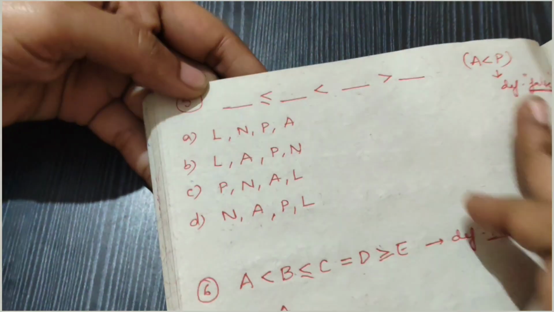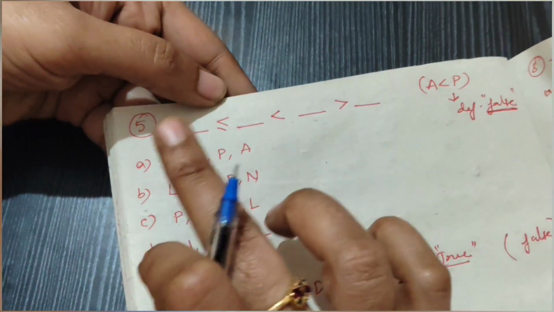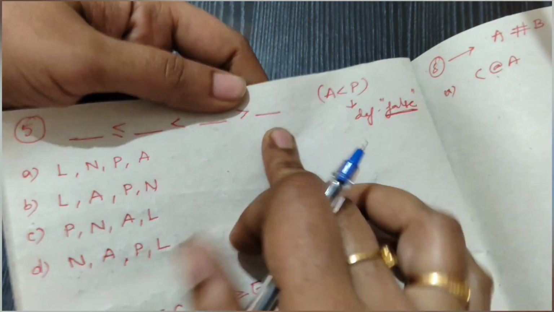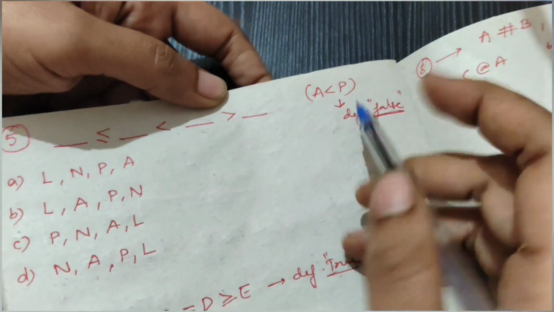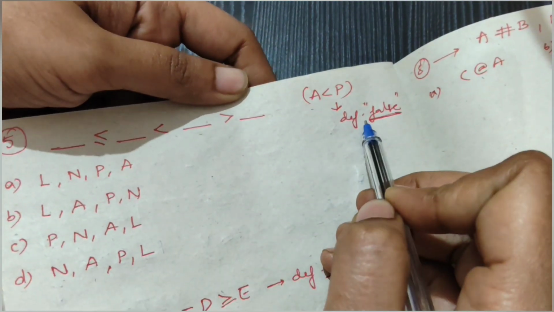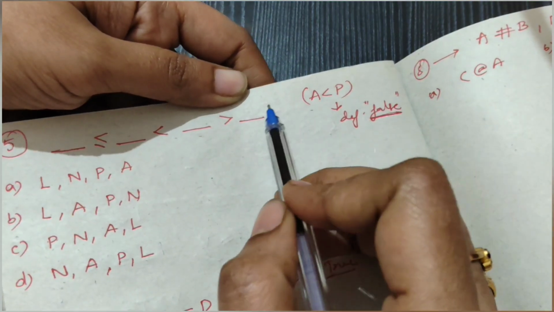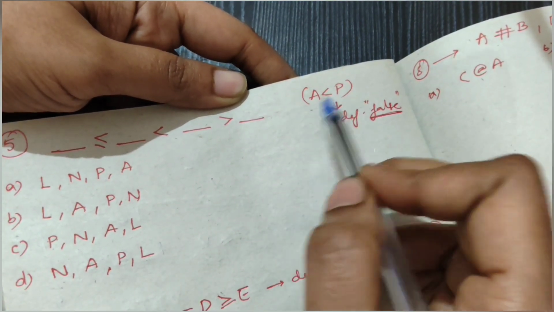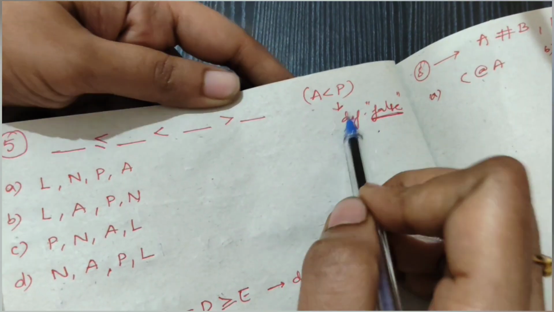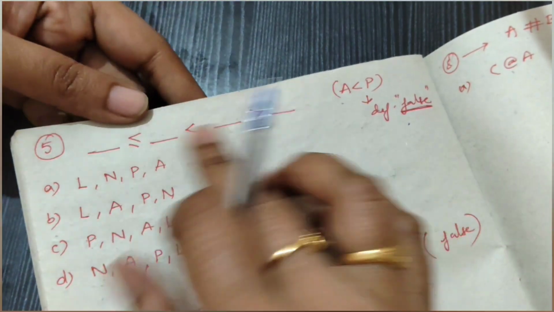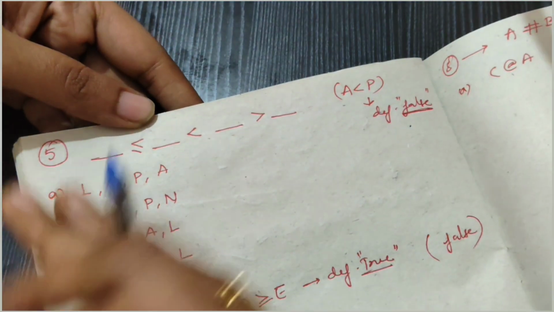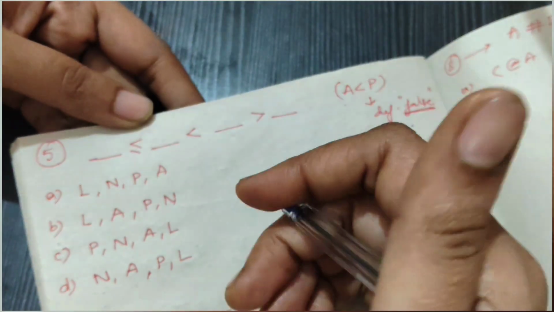Now another model is they will give the symbols and they will not give the letters. They will give one conclusion, and this should be false. So in order to make this conclusion, A less than P false, what letters should be there in these 4 blank spaces? So same like earlier questions, you need to substitute one by one.